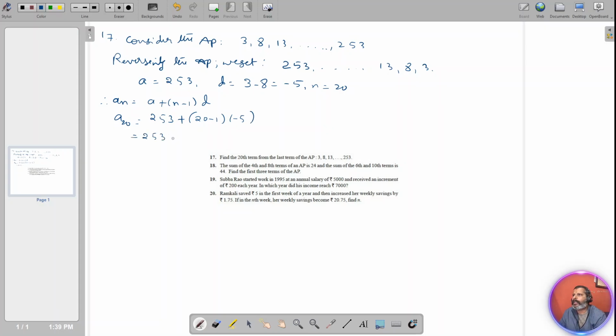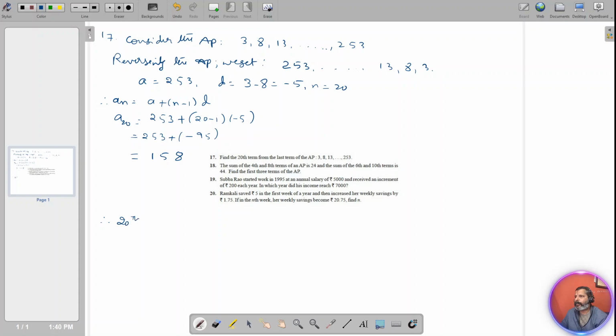That is 253 plus 19 times minus 5. Sorry, 19 times 5 is 95. So 19 into minus 5 is actually minus 95. Now, if you subtract 95 from 253, how much do you get? It is 158.